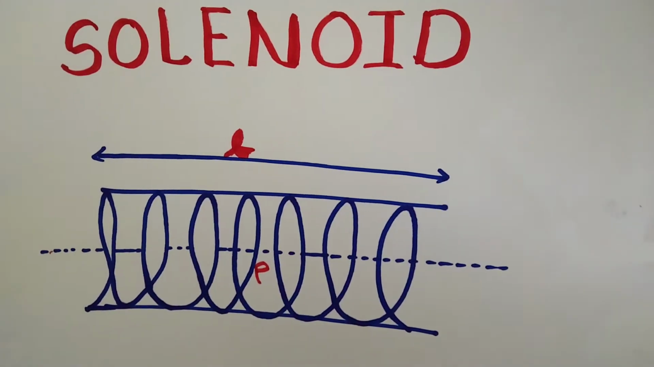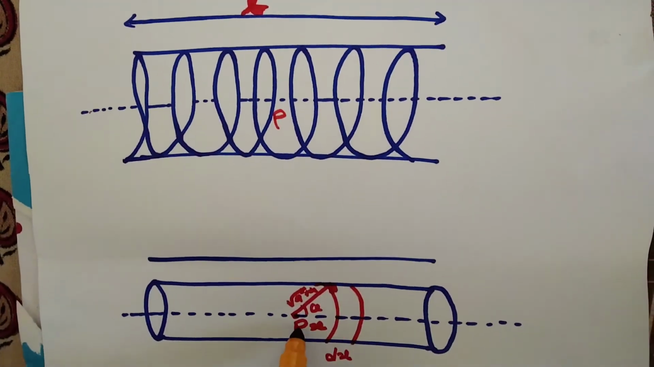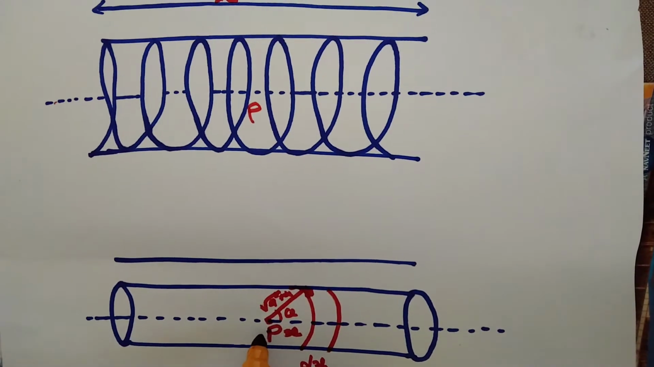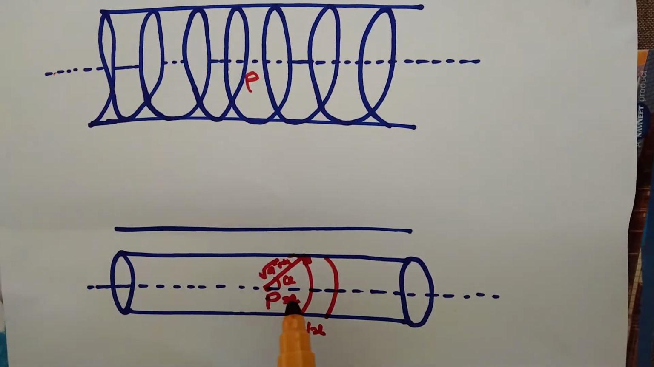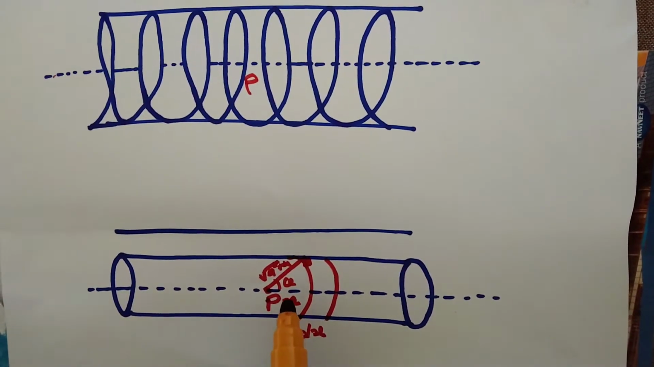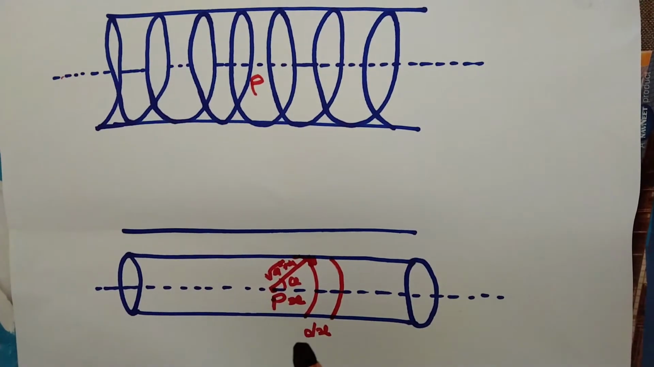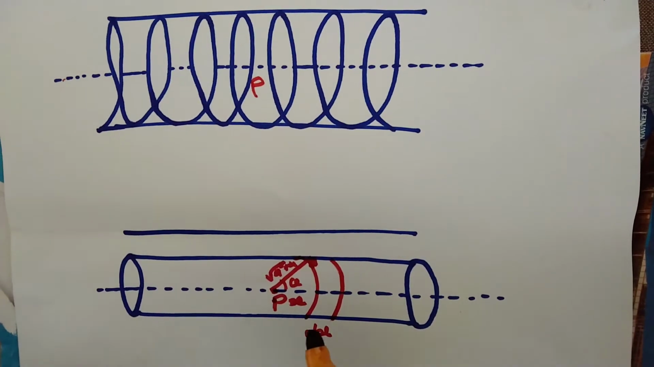This is the solenoid, and at point P we find the magnetic field by using the Biot-Savart law. First we find the magnetic field due to a small region, and second we find the total magnetic field by using integration.